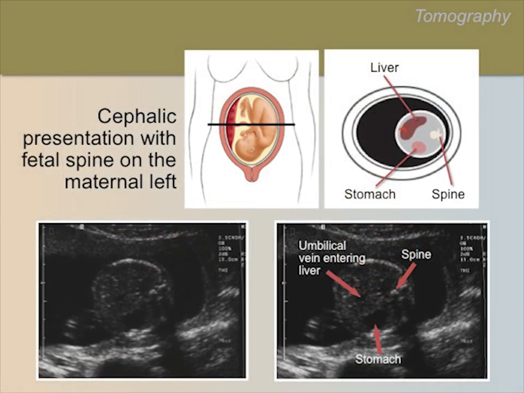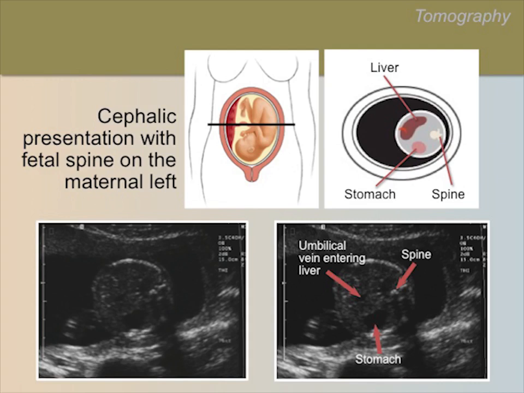Assume we have a fetus in cephalic presentation, as seen above, with the fetal spine on the maternal left. A single transverse scan of the fetus would result in the image above. Please note the fetal spine, stomach, and liver in the drawing, and also in the ultrasound image. Assuming fetal development is normal, the fetal stomach will always be to the left of the fetal spine.